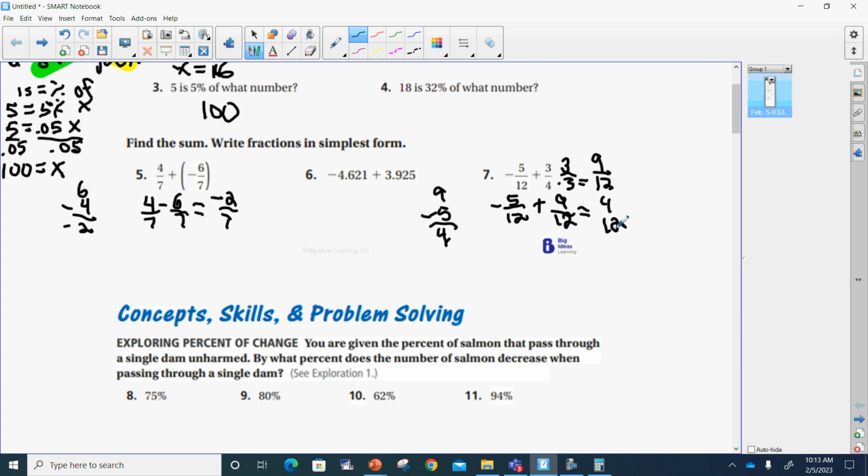And I definitely want to reduce because I know both 4 and 12 are divisible by 4. So I'm going to divide the top and bottom number by 4 over 4. Remember, I'm only allowed to multiply or divide by 1. Now I can say that 4 divided by 4 is 1, and 12 divided by 4 is 3. So the answer to this problem is 1/3.